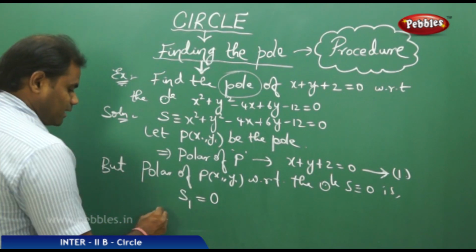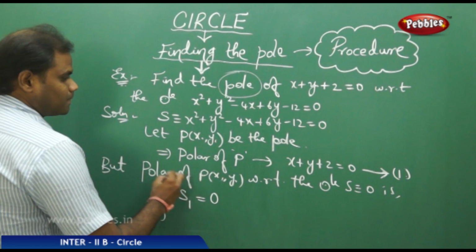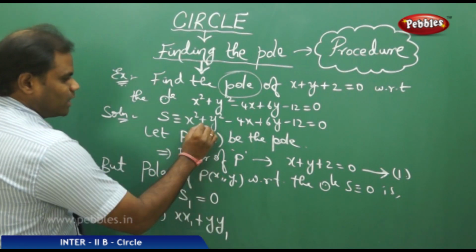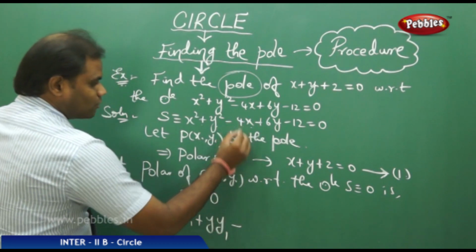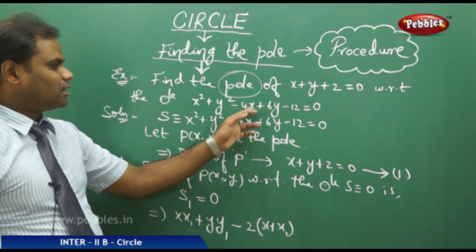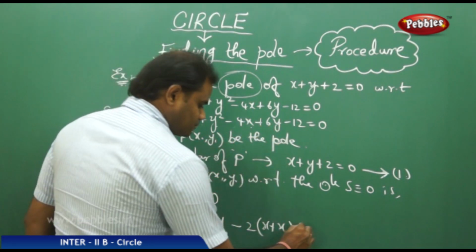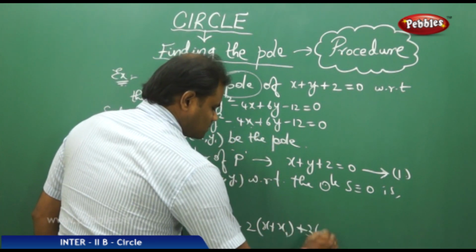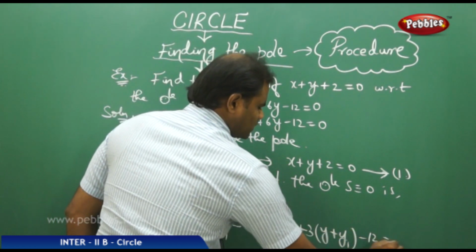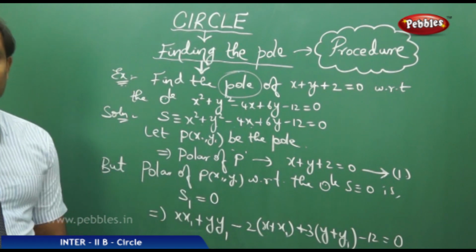That is, my S1, which is x x1 plus y y1 minus half of 4, which is 2, times x plus x1, and half of 6, which is 3, plus 3 times y plus y1 minus 2l equals 0.